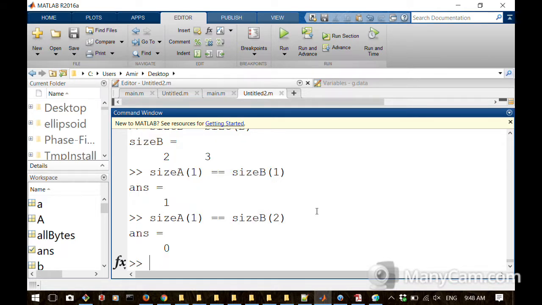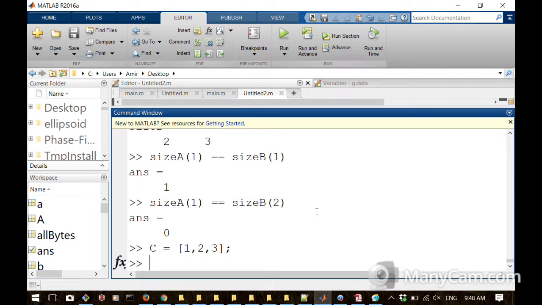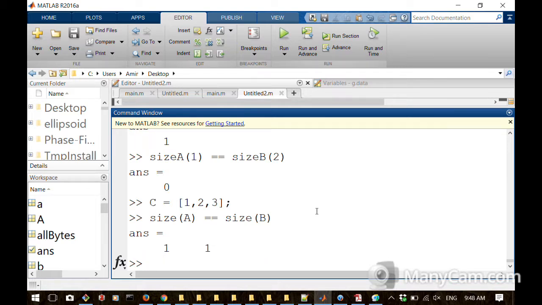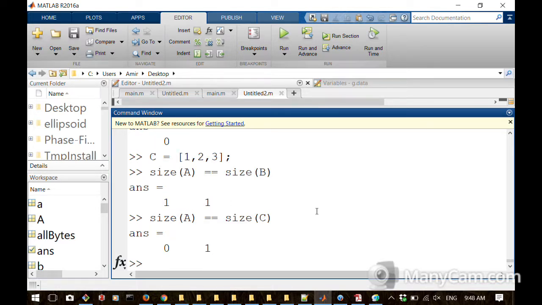So let's define a C variable. Let's have an equal number of columns, 1, 2, 3, but 1 row. Now, if I say size of A equals size of B, you get both 1s, right? Then let's try with C. You get 0 and 1. Then the question is, how do these two compare with each other?